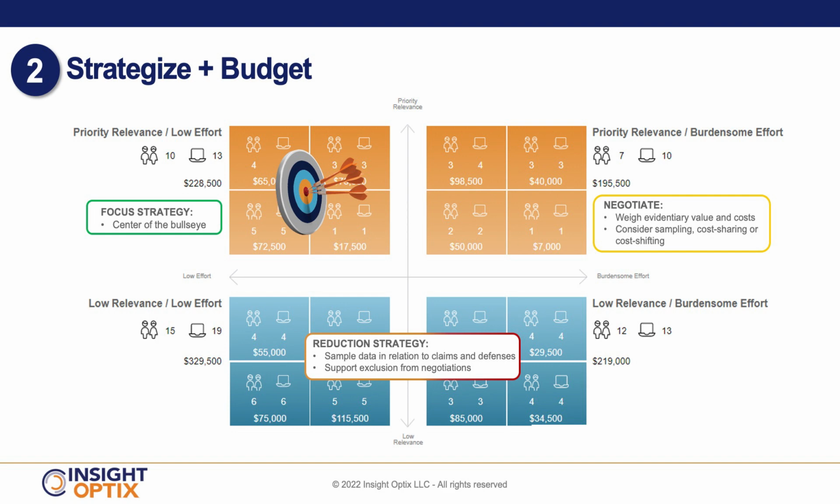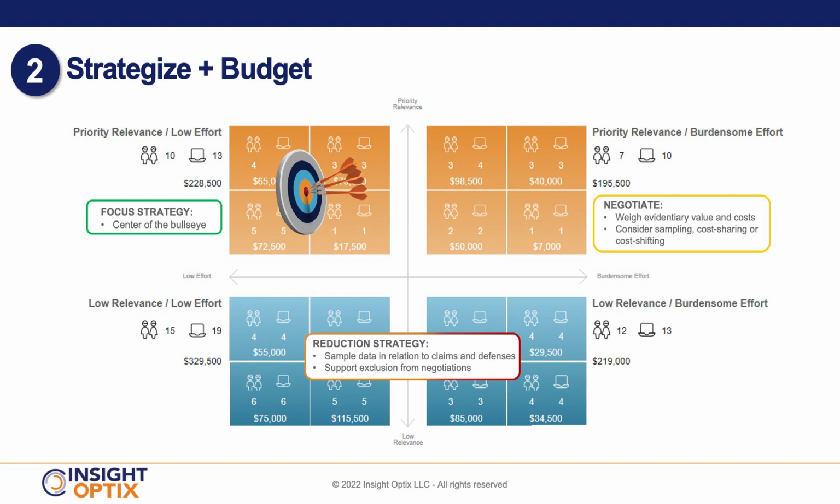So let's go ahead and take a look at these different quadrants to talk about how you approach your discovery strategy. The upper left quadrant is really the center of the bullseye: highly relevant custodians, easy to gather. So from a standpoint of prioritizing, we would want to start by looking at custodians and data in this particular quadrant. The upper right quadrant is priority, relevance, and burdensome.